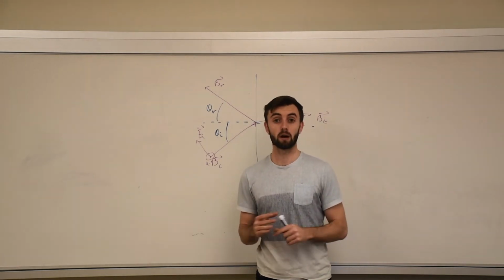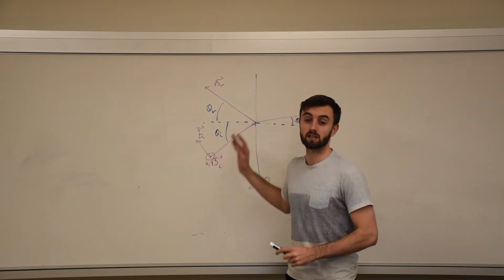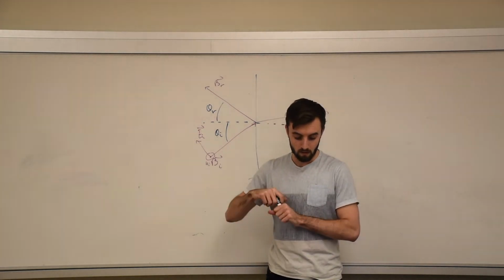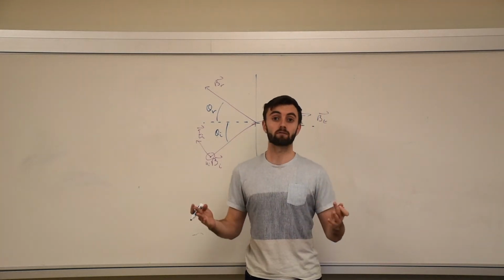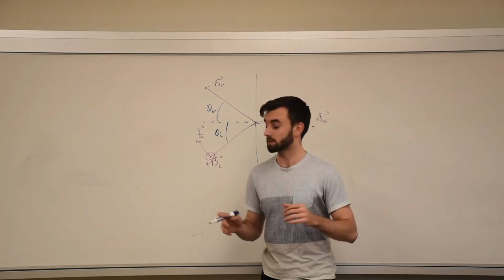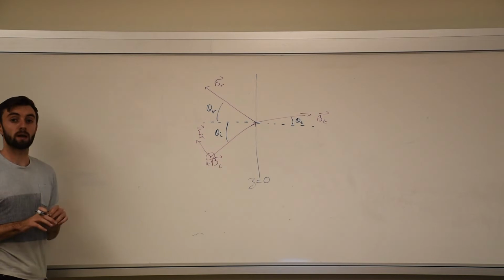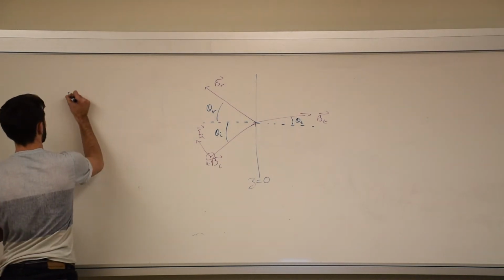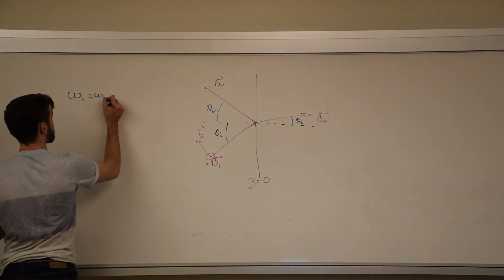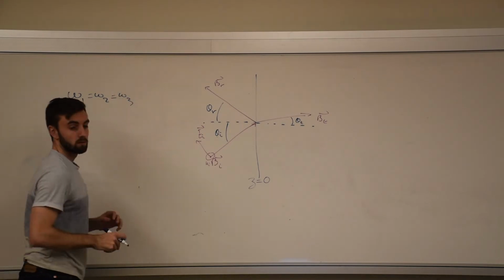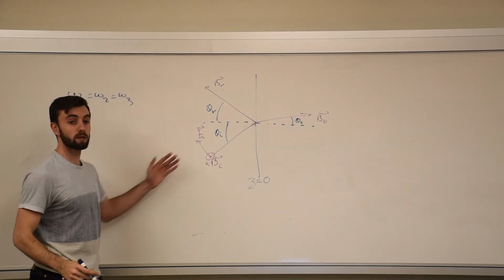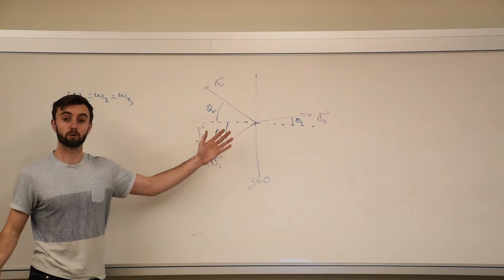As we know, at the boundary, the fields must be continuous to satisfy Maxwell's equations. A couple of conditions can be derived from this plain fact. First of all, the angular frequency dependency: omega 1 equals omega 2 equals omega 3. The frequency of the light transmitted through does not change.